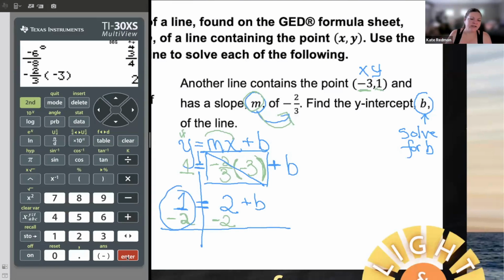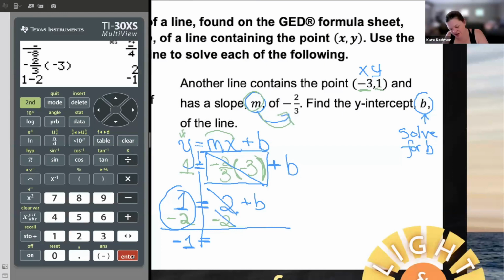I only have 1 and I take away 2. You don't want to do all the hard work, right? And then get a silly little answer because of negatives. I'm just going to do it in my calculator. 1 minus 2 is -1, not +1. A lot of students flip that around. 2, take away 2, zeros out. And of course, if I have 0 plus b, I've got nothing plus b. I just have b. And boom, solved. B's alone. I know what the y-intercept is of this line.